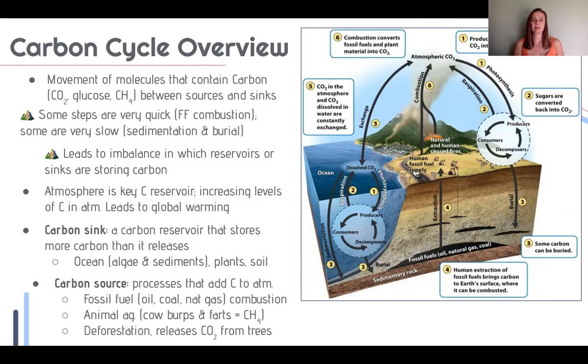And the process of digestion in agricultural animals releases methane into the atmosphere. Deforestation is also a significant carbon source. It releases carbon dioxide when the trees are cut or burned or pulped. And then one last source of carbon in the atmosphere is actually the creation of cement, which releases a lot of carbon dioxide into the atmosphere.